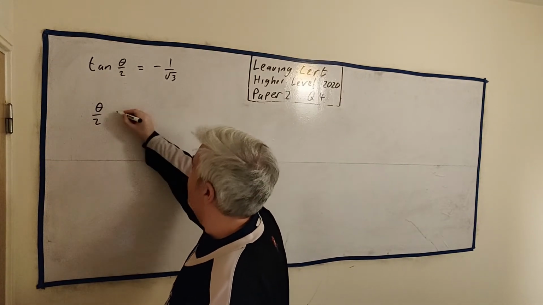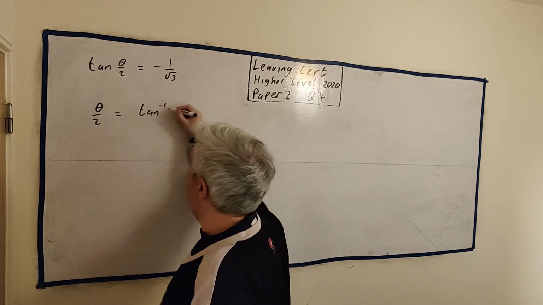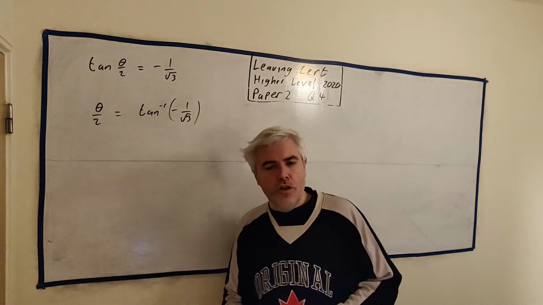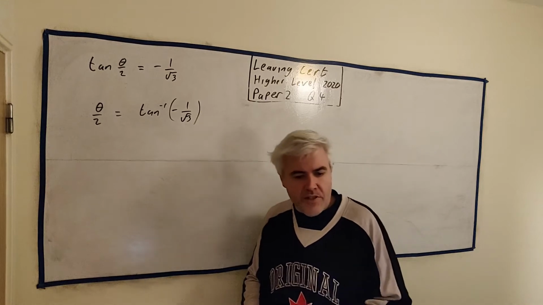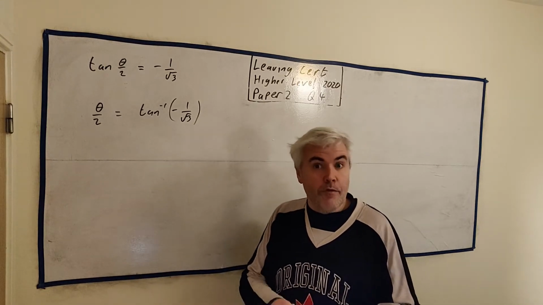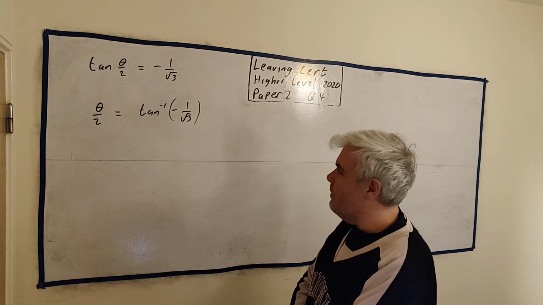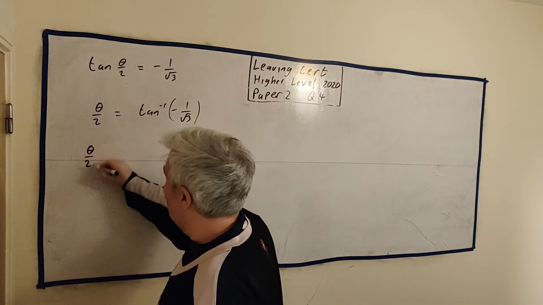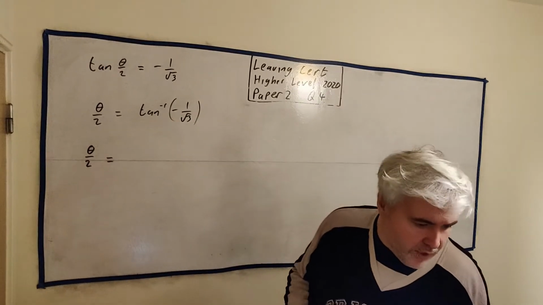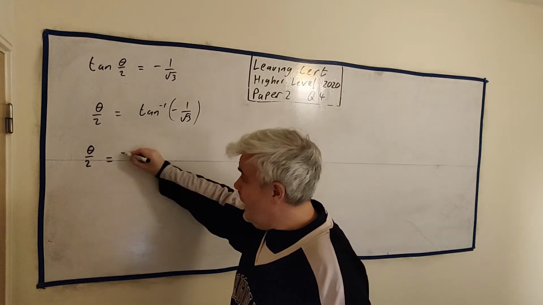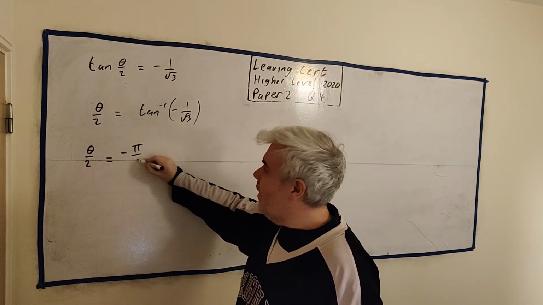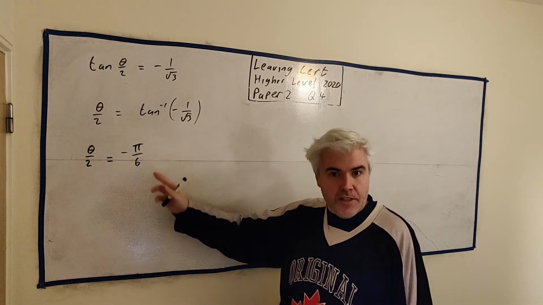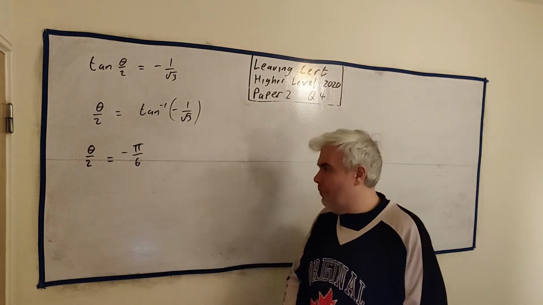The inverse tan will destroy this side and we'll be left with the inverse tangent of minus 1 over square root of 3. Make sure you're looking at radians at this point. They ask the question in radians. They tell us theta is between 0 and 4 pi, which means we're in radians. Solving this in the calculator will give you theta over 2 is equal to, at least my calculator tells me, minus pi over 6. I believe some calculators might give 5 over 6 pi as an answer. We'll see why in a moment.